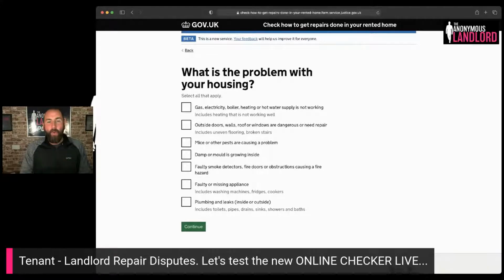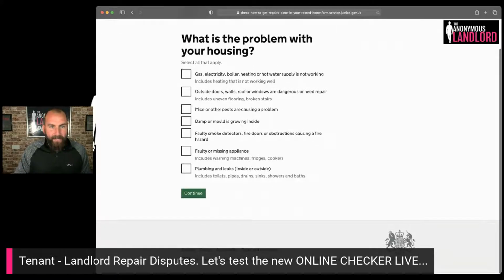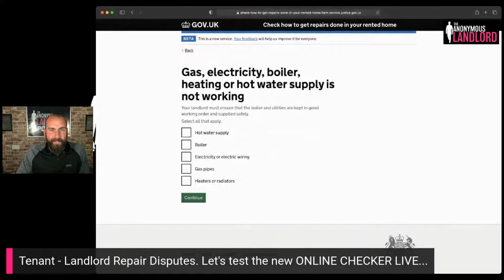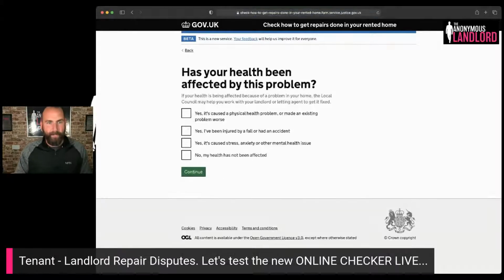Anyway, back to it. What is the problem with your housing? We've got a few options here. I'm not going to read each one, but let's have a look. What's the most common one here? It's normally gas, electricity, boiler, heating. These are quite common ones, so let's put a tick in there and see how this goes. Which of those? Let's say that it's the hot water that's gone off. Okay, brilliant. Has your health been affected by this problem? You know what? Let's go no, because that's the most common one.